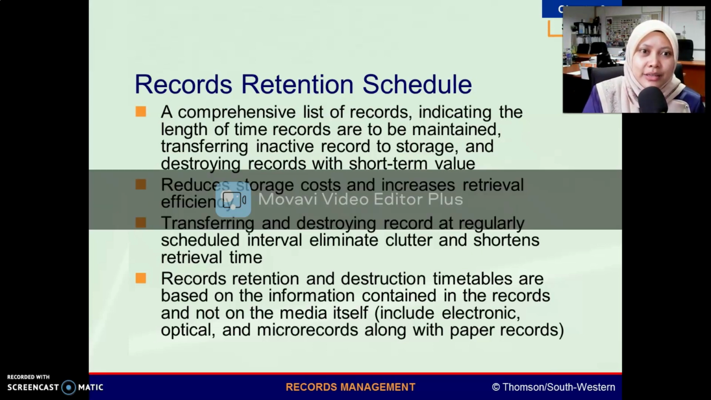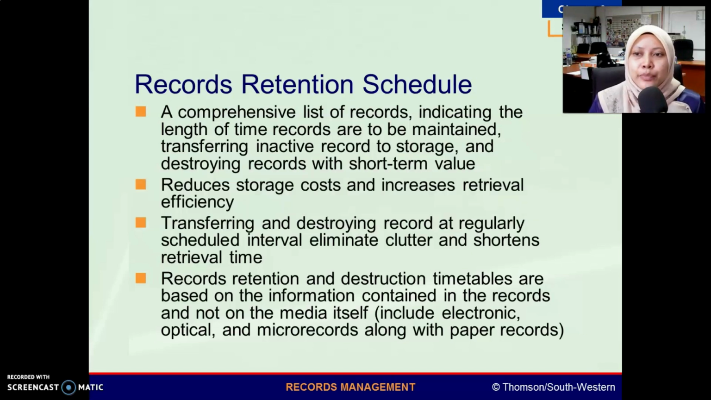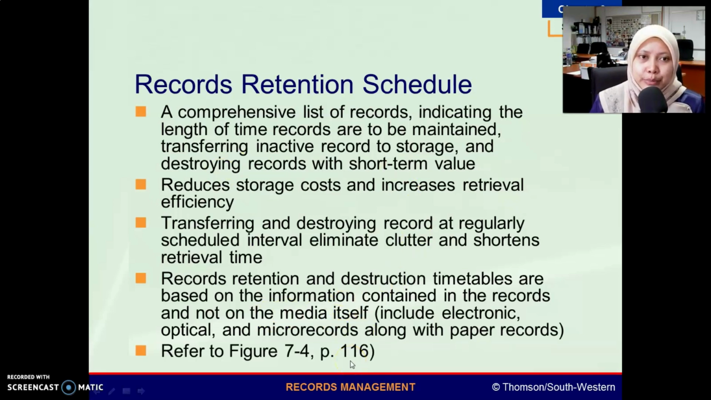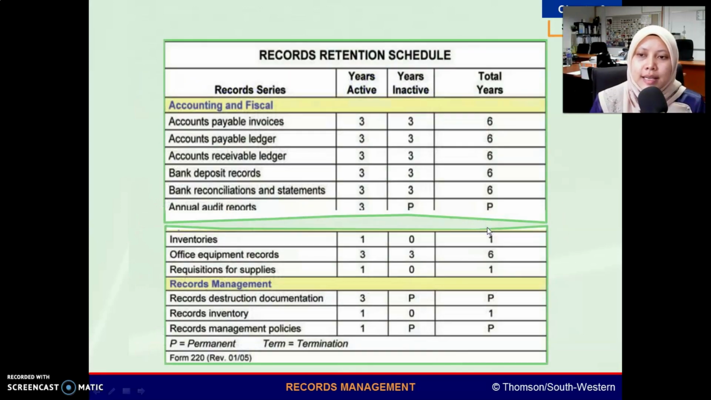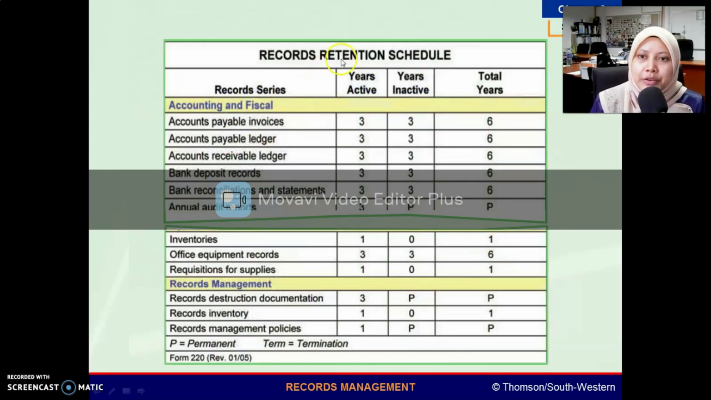whether the retention period is long, okay, whether you want to destroy or not, you need to look into the information that you gather during the inventory analysis. Okay, so you might refer to the textbook on page 116. Okay, this is the examples. Okay, record retention schedule. Okay, they have this is record series.